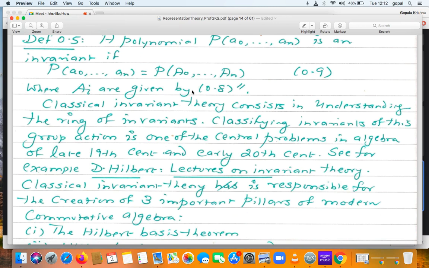So now what happened was that you should look at the lectures on invariant theory by David Hilbert, which were published in 1898 or something like that, 1896 or something.